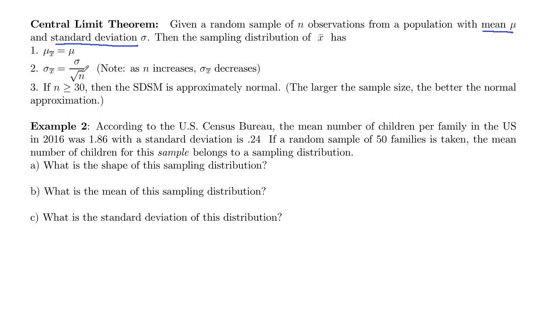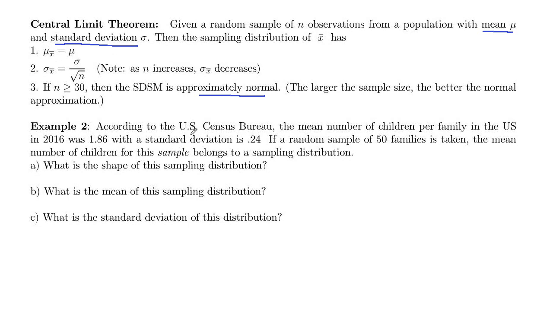As n gets bigger, the fraction gets smaller. And then lastly, the central limit theorem states that if n is greater than or equal to 30, then the sampling distribution of the sample mean, which we're abbreviating as SDSM, will be approximately normal. And the larger your sample size is, the better the normal approximation is going to be. We also noticed that if n is larger, then our distributions were narrower, which means the standard deviation was smaller. So let's put this central limit theorem to work.